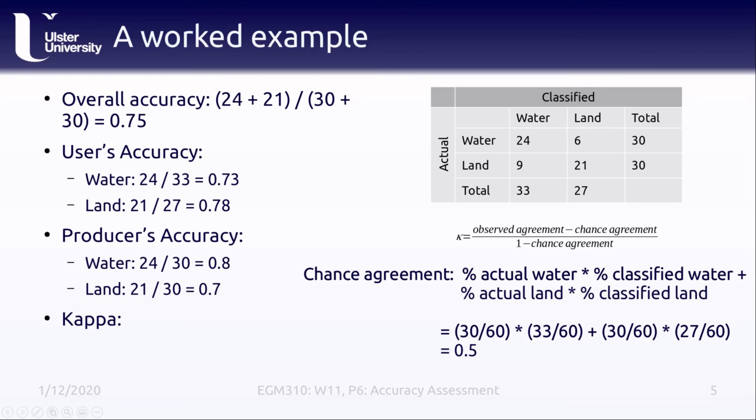If we then plug this into the formula for kappa, we take the overall accuracy, which is 0.75, remember, minus the chance agreement, 0.5, divided by 1 minus the chance agreement, 0.5. And if we do all of that, we should get a kappa value of 0.5, which is, remember, saying that our classification scheme is 50% better than what we would expect by random chance alone. So this is a moderately successful classification. Hooray!